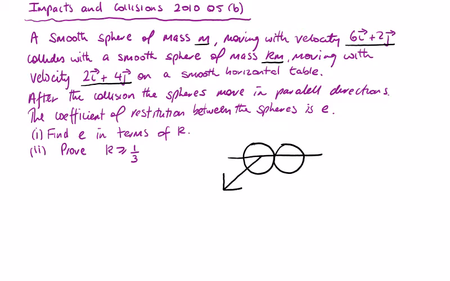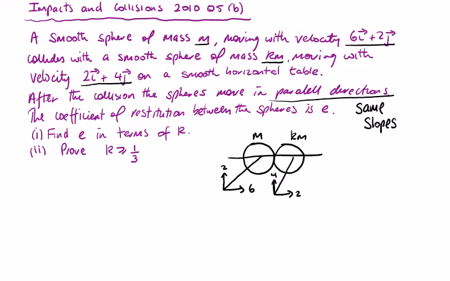Looks like this. A 2 and a 6, and this one has a 4 and a 2, and you have the masses m and km given to you on the diagram. After the collision, the spheres move in parallel directions. Well, what do we know about parallel lines? Same slopes. That's what we're going to need in this question.